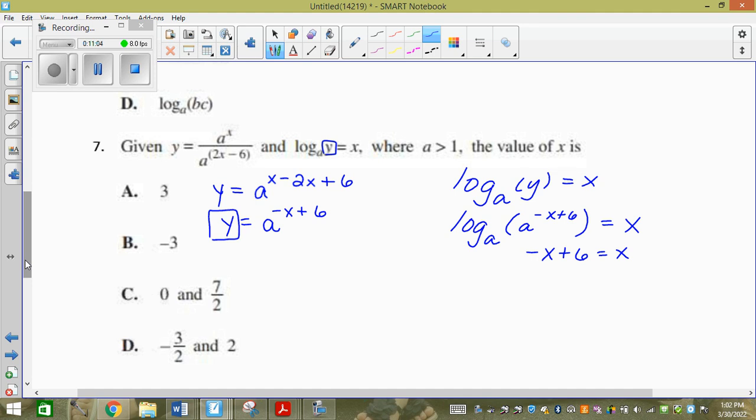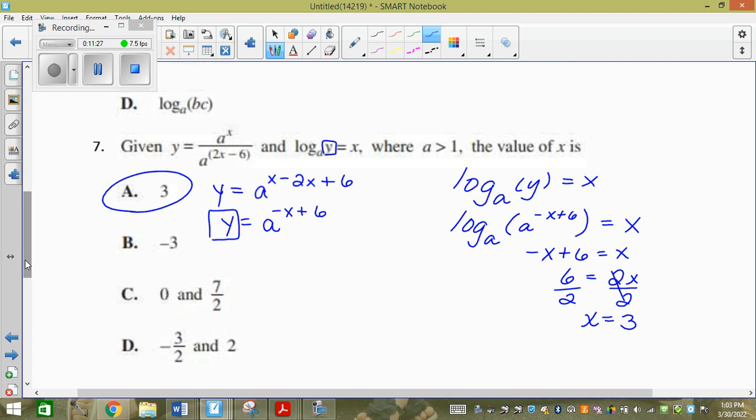So I'm going to get 6 equals 2x, 5 by 2, x equals 3. That's it, right? Okay, I'm going to get you guys to open up some paper to where your notes would be.